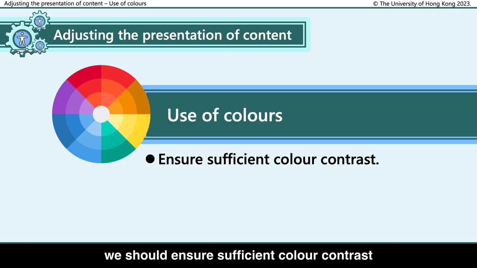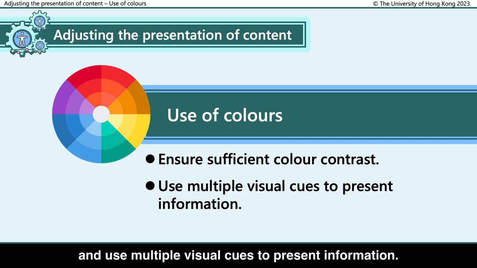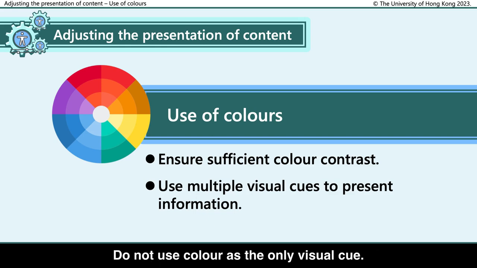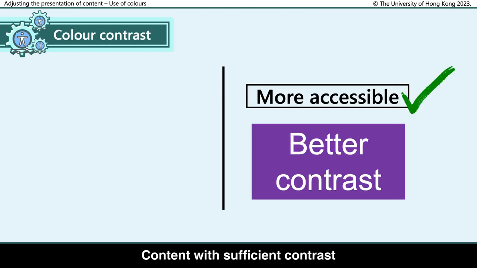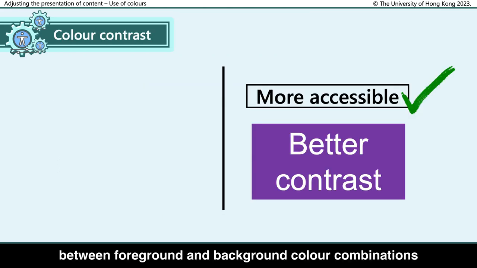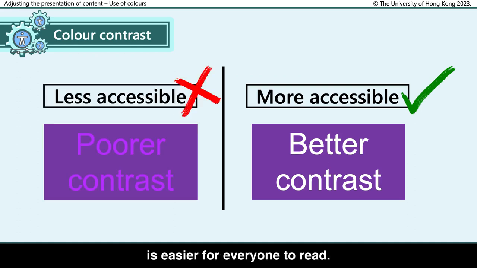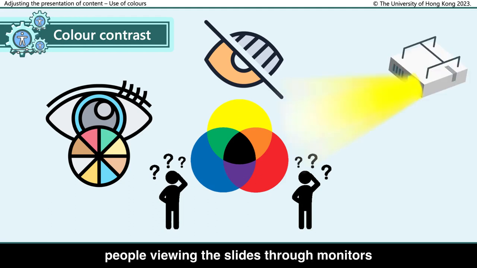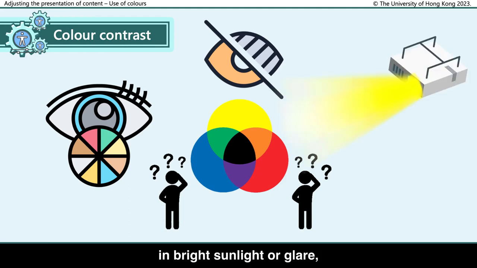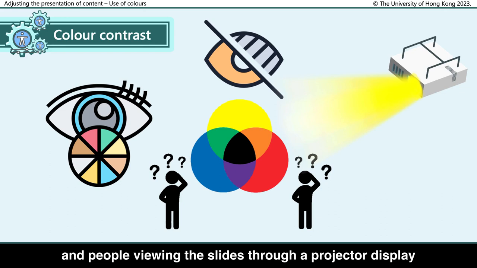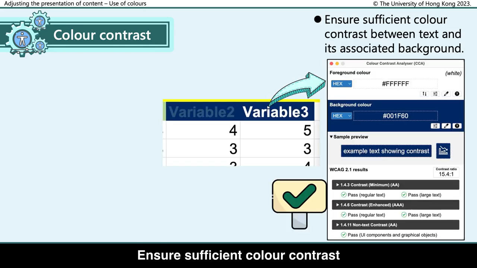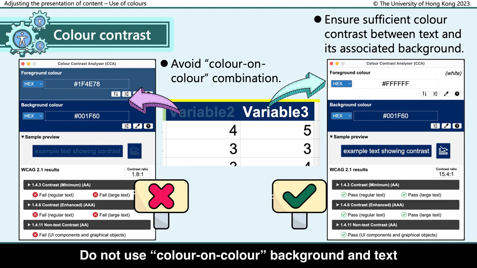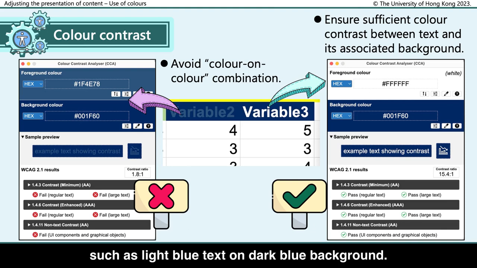Regarding the use of colors, we should ensure sufficient color contrast and use multiple visual cues to present information. Do not use color as the only visual cue. Content with sufficient contrast between foreground and background color combinations is easier for everyone to read. Content without sufficient color contrast would be inaccessible to some users, particularly people who are colorblind, people with visual impairment, people viewing the slides through monitors in bright sunlight or glare, and people viewing the slides through a projector display in a well-lit venue. Ensure sufficient color contrast between text and its associated background. Do not use color on color background and text, such as light blue text on dark blue background.